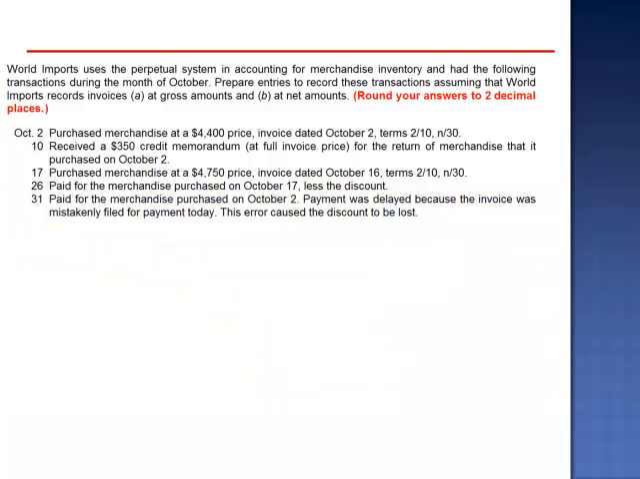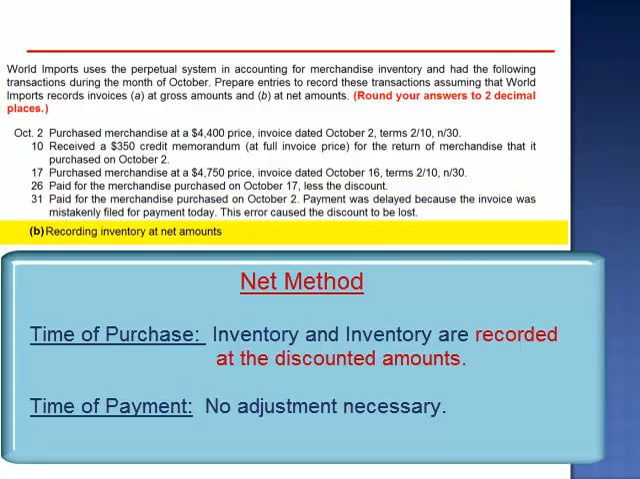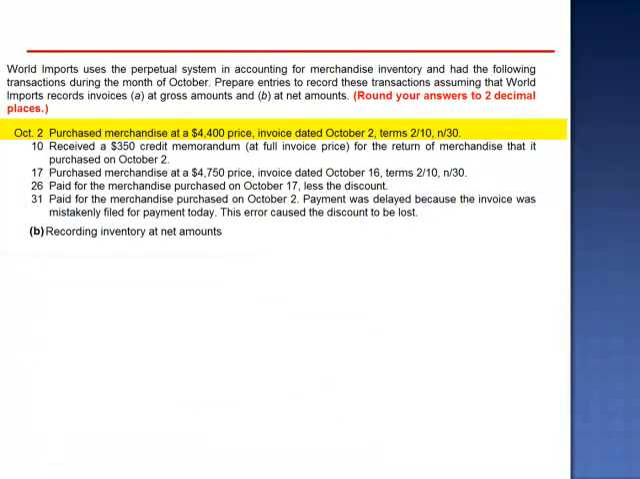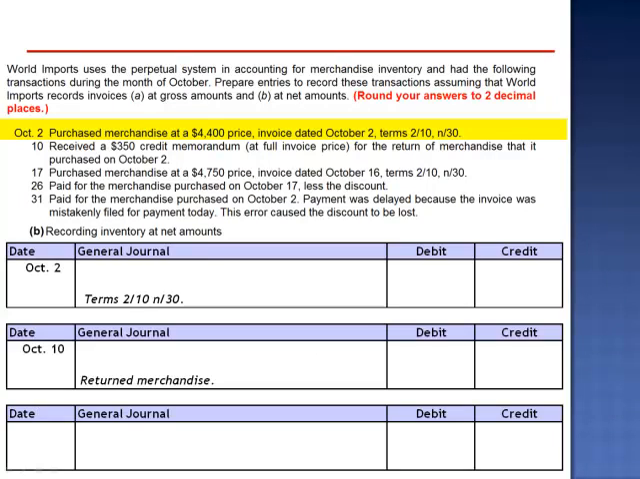Now let's go through these same transactions, assuming that the company policy is to record inventory at the net amounts. So on October 2nd, purchase merchandise at a $4,400 price. Invoice dated October 2nd, terms 2/10, net 30. The company's policy is to take advantage of all purchase discounts. The journal entry is a debit to merchandise inventory for the net amount, 98% of $4,400, $4,312, and credit accounts payable for the same amount.